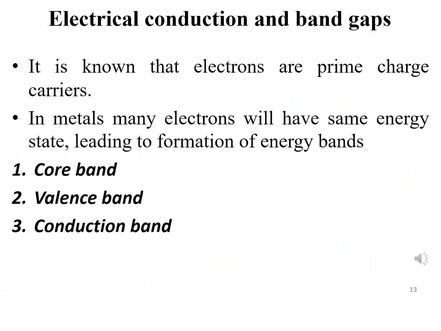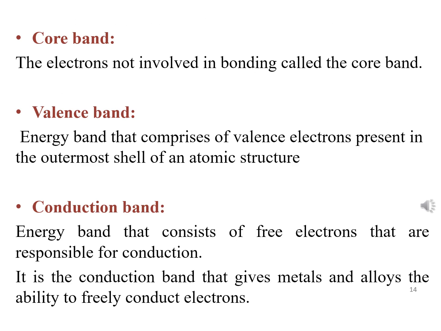So for electrical conduction, the main source is electrons. Electrons are the major charge carriers which can conduct electricity. In case of metals, we can divide energy bands into three types: core band, valence band, and conduction band. Here we will discuss these bands in detail.